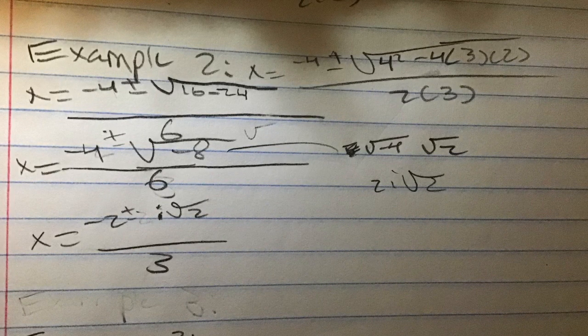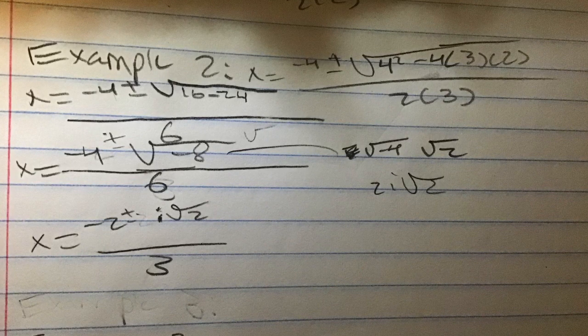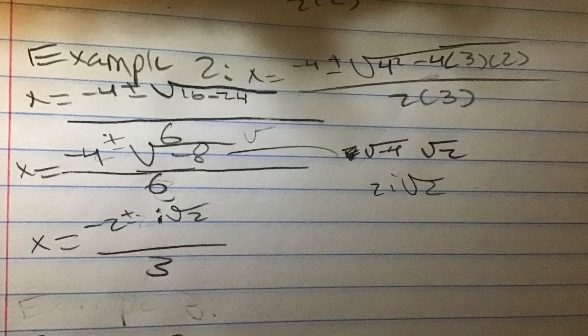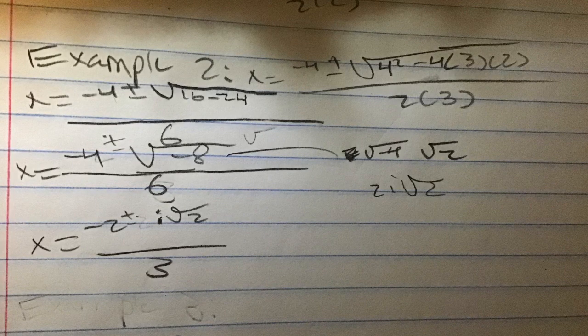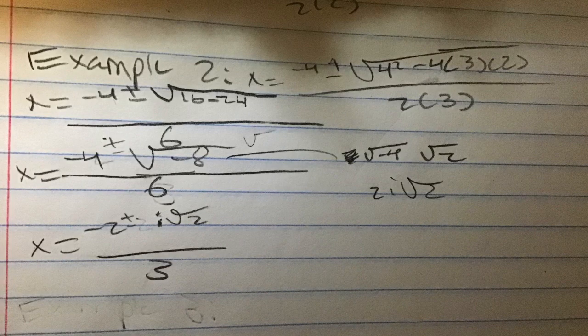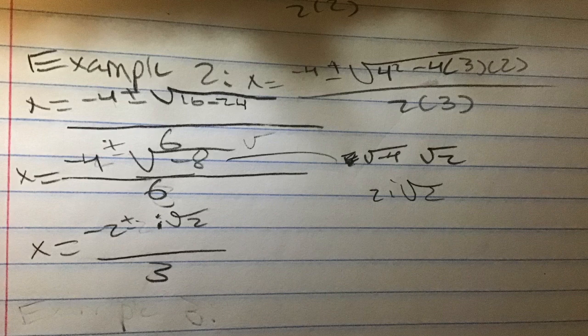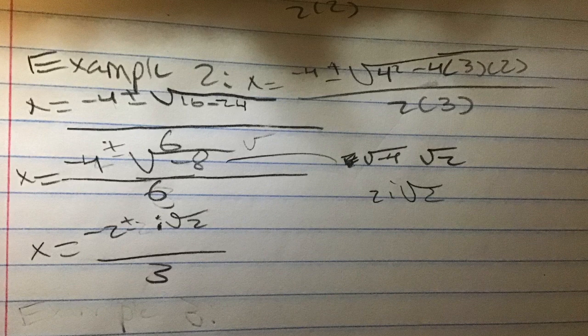So the square root can turn into negative 4 and 2. Now, the negative 4, when you square root a negative, the negative turns into i, and the square root of 4 is 2. So, 2i square root of 2, as you can see in the circle.